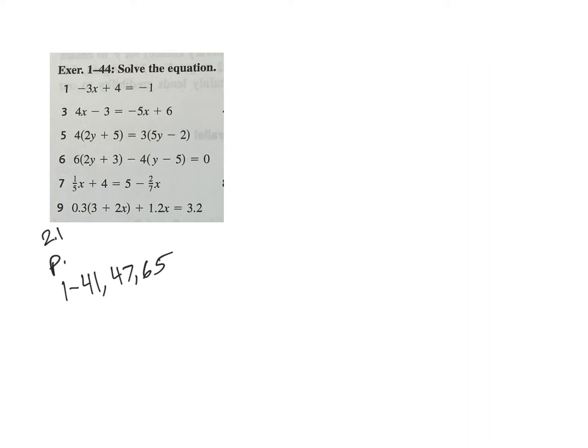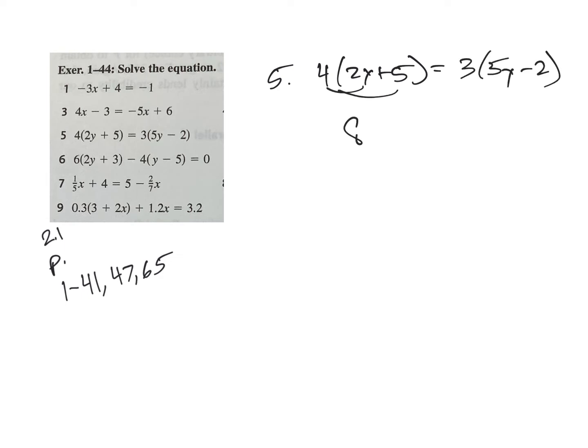Divide off the 9, x equals 1. Number 5. Distribution on both sides of the equal sign. So 8y plus 20 equals 15y minus 6.